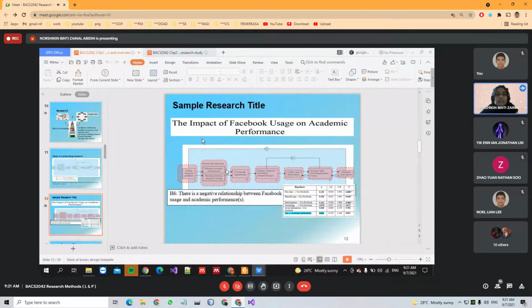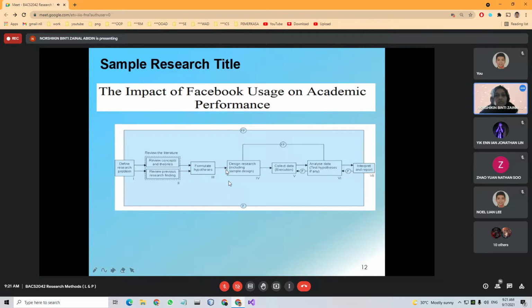Okay, here is a sample research title: the impact of Facebook usage on academic performance. As you can see here, they give you a sample of a research title. This is the research title. So this is the basic steps to conduct a research. Like I said just now, the first one should be to identify what your problem is, or what you want to investigate, what you want to study.